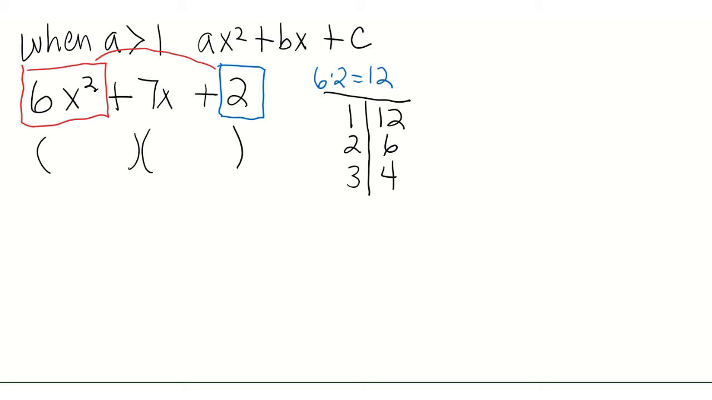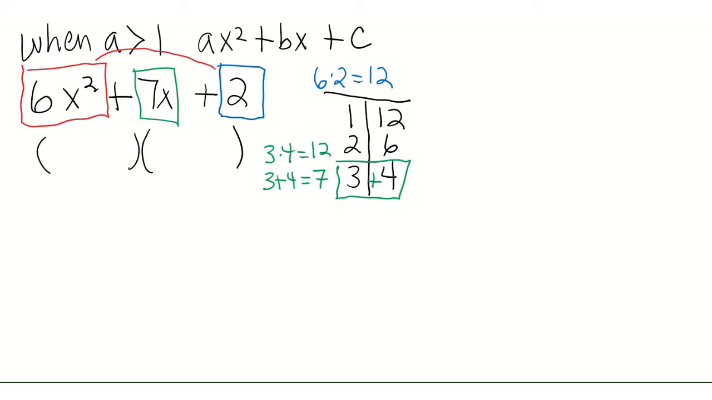Now what I'm looking for is which two numbers multiplied together give me 12. All of these pairs give me 12, and I want to know which of these, when I add them together, give me 7. I see that 3 plus 4 equals 7, and 3 times 4 equals 12. So it meets my criteria.